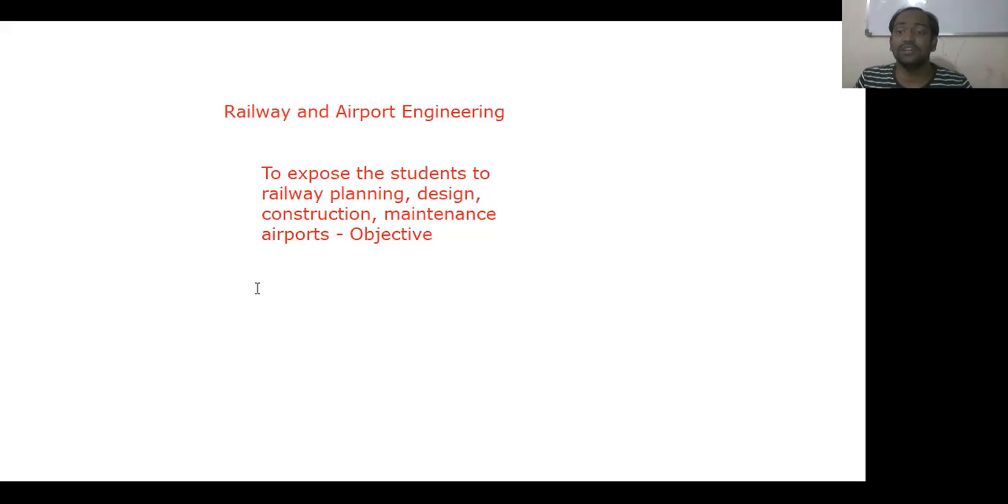As a civil engineer, the students should know the prerequisites of railway planning. Also, if we are starting a project to construct a railway line between two states or two places, like Secunderabad to Bangalore, understand? If we need to construct a railway line between Secunderabad and Bangalore, what should we do?